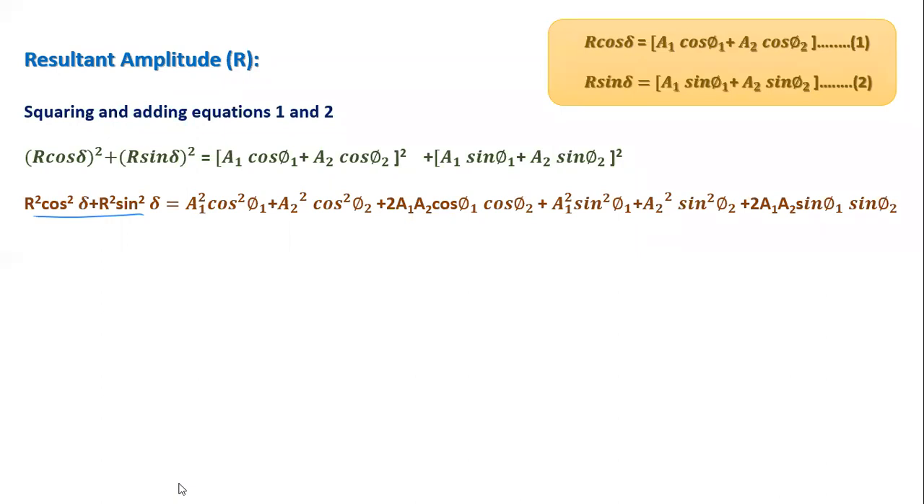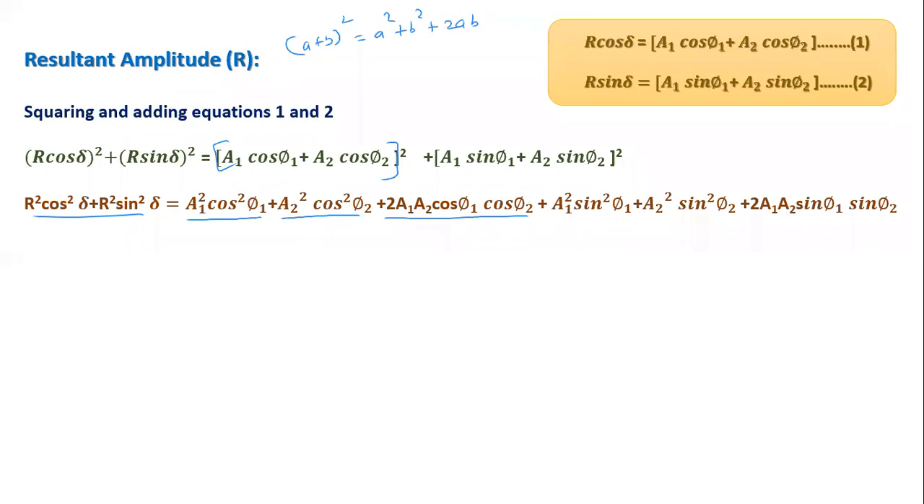Then to this side, we get A1 square cos square phi 1, meaning this term square, plus the second term square, A2 square cos square phi 2. Then 2 A1 A2 into cos phi 1 cos phi 2. Means we use here the expansion of a plus b bracket square, a square plus b square plus 2ab. By using that, we expand here the first bracket. Now the second bracket, again by using the same thing.